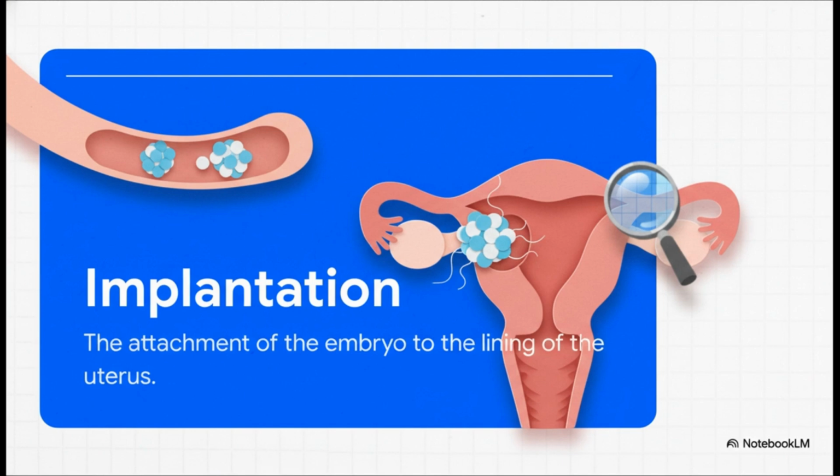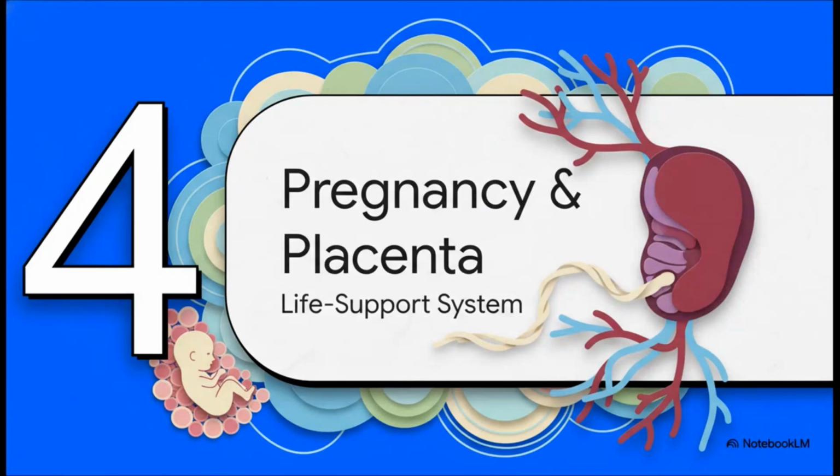As this little ball of cells, which we now call an embryo, travels down the oviduct, it's getting ready for its next big challenge. As you can see here, it has to attach itself to and then burrow into the thick, spongy lining of the uterus. This crucial step is called implantation. Okay, so once it's successfully implanted, the embryo keeps growing and developing, and eventually we call it a fetus.